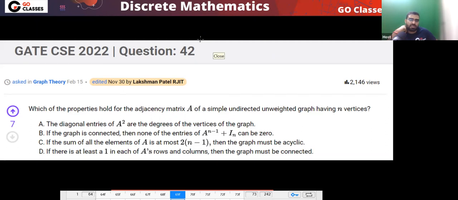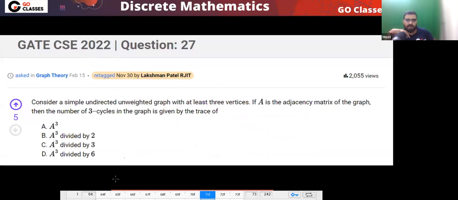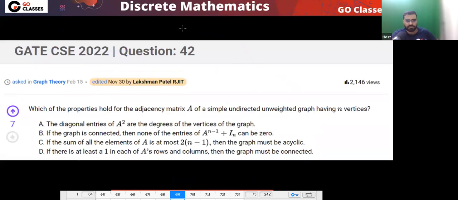And there is another question, but that is related to spanning tree. Okay, total three questions based on adjacency matrix in the same paper in GATE 2022. One question we have seen, this one. This we have done. The answer is option D. And another question is this one. And there is another question on spanning tree.